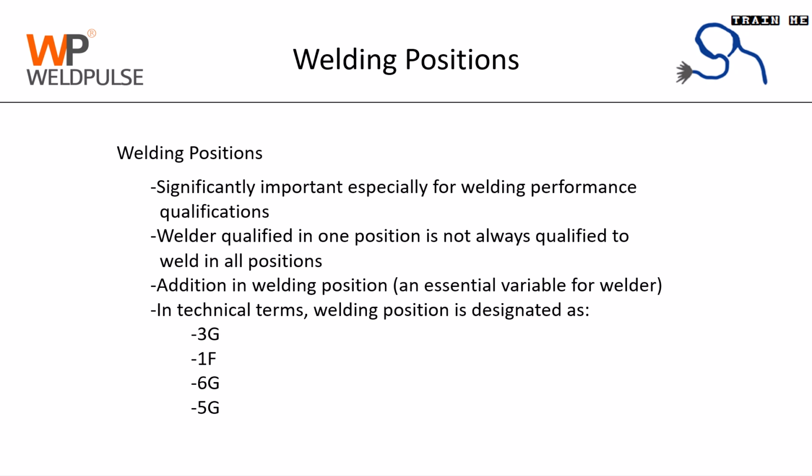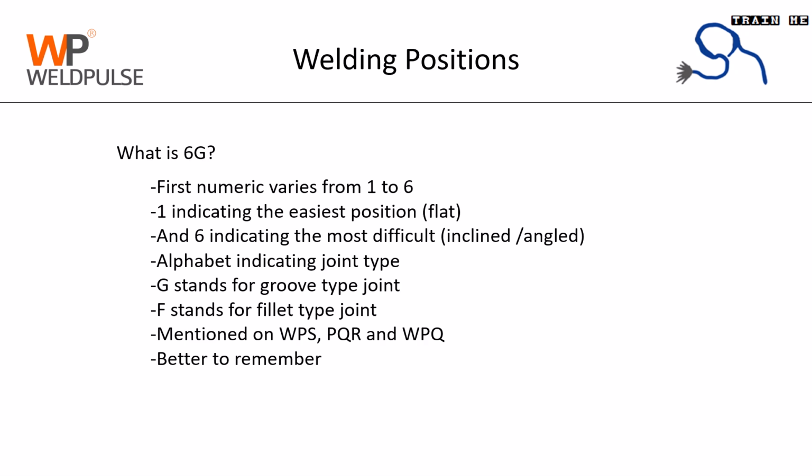In technical terms, welding positions are designated as 3G, 1F, 6G, 5G, etc. Now we will see how with this terminology, we can assess which welding position this is. Taking an example of 6G, 6 is a numeric which varies from 1 to 6. 1 indicates the easiest position to weld and 6 the most difficult.